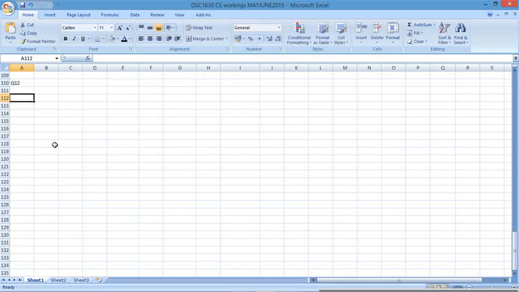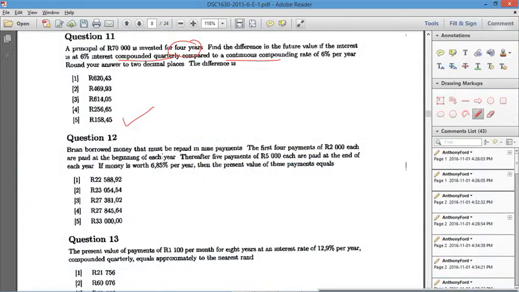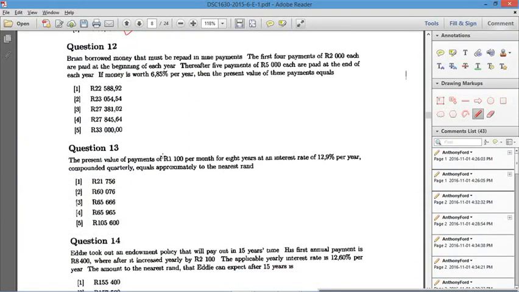Alright, question number 12, guys. 12 is looking at Brian borrowing money that must be repaid in 9 payments. The first 4 payments of 2,000 each are paid at the beginning of each year. That's key. When you see beginning of each year, you know what mode to change your calculator into: begin mode. Thereafter, 5 payments of 5,000 each are paid at the end of each year. So you've got beginning and end here, and you've got 6.85 per year. They want to know what the present value is of these payments.